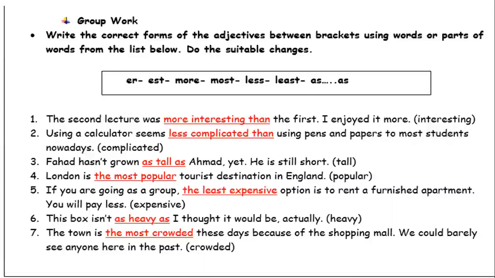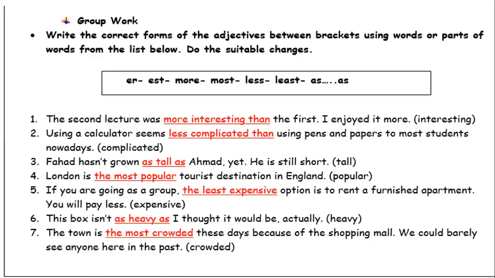So the next step is to look at our adjective, interesting, and ask yourself how many syllables are there in this word. You can find that it has more than one syllable. So you should follow the fourth step, as Miss Ayat Abu Rab mentioned in her video, which said you should add more before the adjective and then than after it. So the correct answer is the second lecture was more interesting than the first.